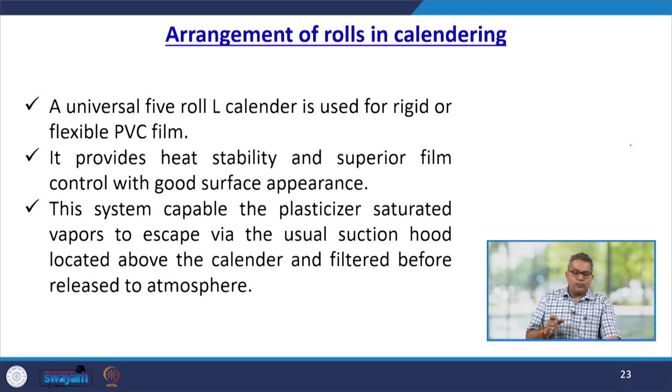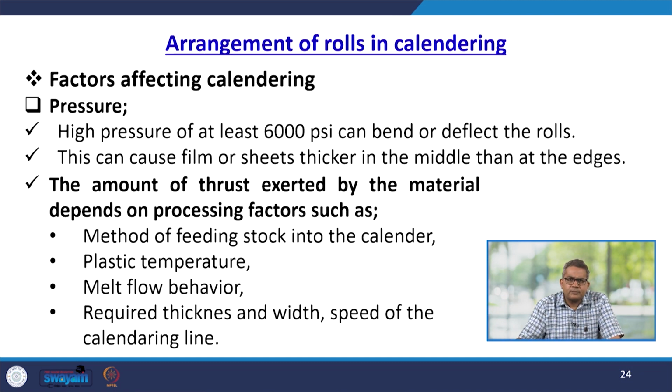Now, the universal 5 roll L calendar is used for rigid or flexible PVC film. It provides heat stability and superior film control with a good surface appearance. Now, this system is capable of letting plasticizer saturated vapors escape via the usual suction hood located above the calendar and filtered before release to atmosphere.